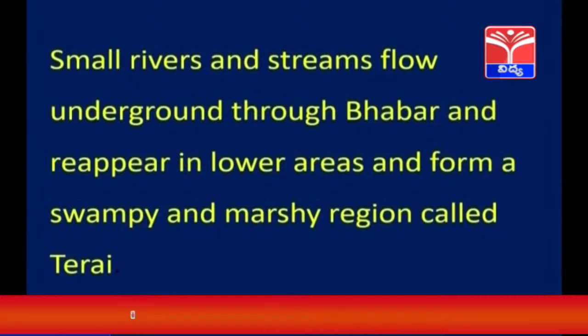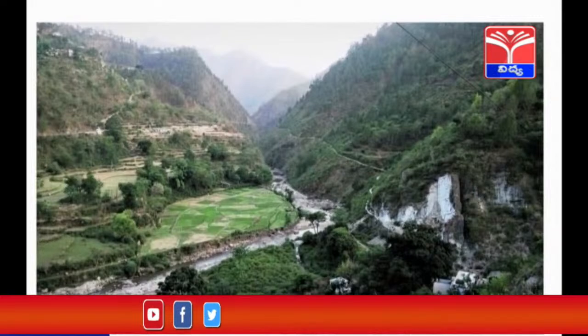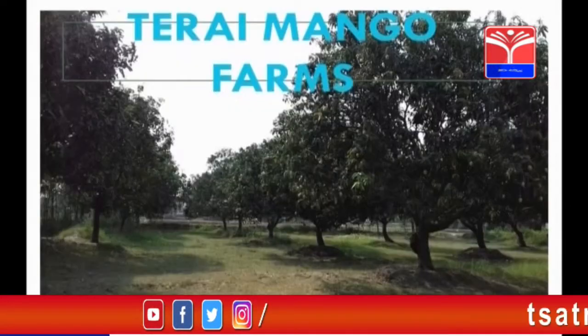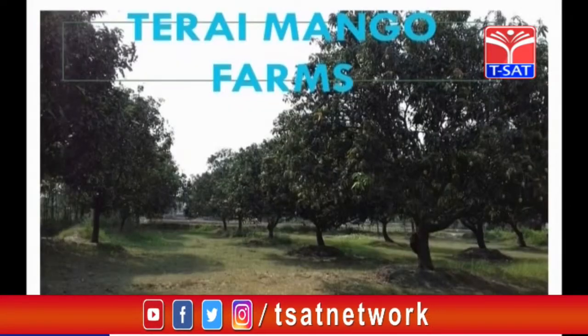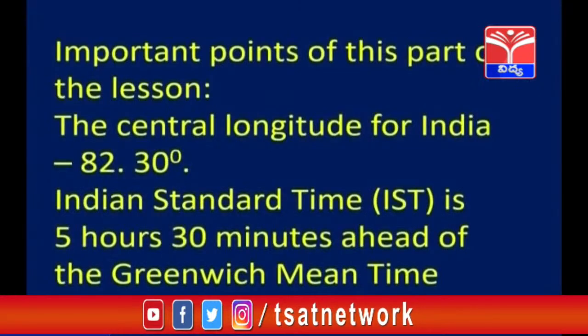Small rivers and streams flow under this Bhabar and reappear in the lower areas and form a swampy and marshy region, which is called the Terai. This is the Terai region, and it is a very good support for the mango farms here in this Terai region.